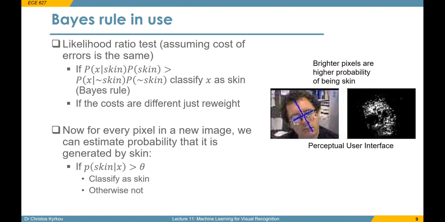Incidentally, this particular approach using the Bayes rule was used in a perceptual user interface that you see in the picture here, where the brighter pixels correspond to what the classifier classified as skin pixels. You can see, for example, that the eyes were areas where we have the glasses on top, and the ear was not so visible, and the classifier deemed those to be not skin pixels.